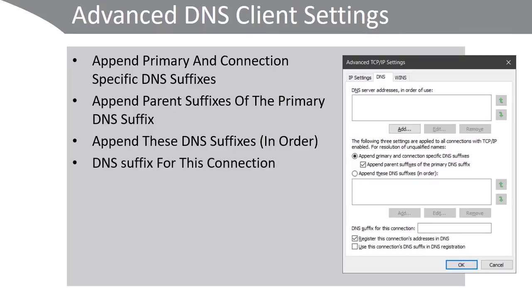You can also define additional suffixes for a particular network connection. Most suffixes that we'll use are going to be the primary suffix, which is configured as a property of the computer. You'll see how to do that in the demonstration. But you can specify additional suffixes for specific network connections. So if you have multiple network adapters, maybe you've got a VPN as well, each of those could be given a different suffix for whatever reason. If you're using multiple suffixes, you can choose to register that connection in DNS so that people can find this computer by using that configured address.